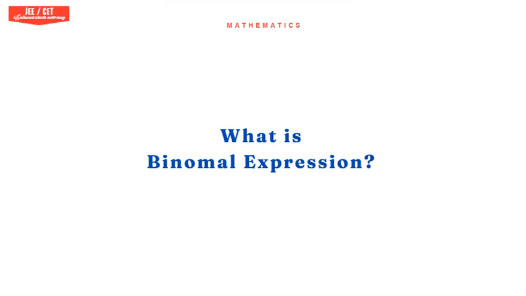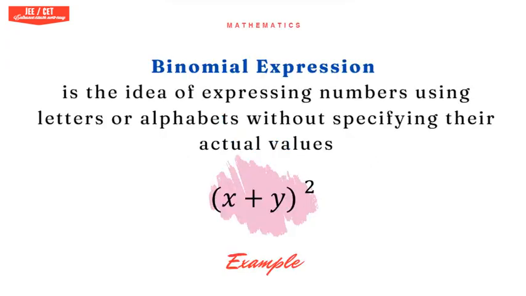Okay, what is binomial expression? Binomial expression is the idea of expressing numbers using letters or alphabets without specifying their actual values. Take an example, x plus y square. Here, without specifying any value to x and y, we have expressed the idea of finding the square of sum of two terms x and y.